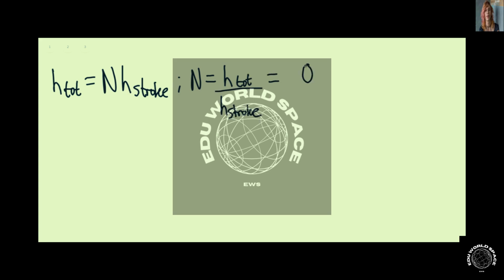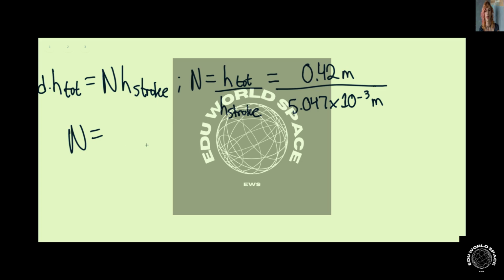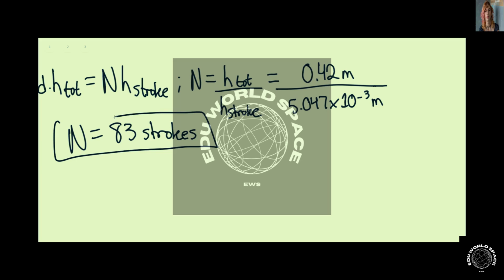This is going to be equal to 0.42 meters, and then this will be divided by 5.047 times 10 to the negative third meters. And we find that the total number of strokes for part D is going to be equal to approximately 83 strokes. So 83 strokes of the piston in order to lift the car.